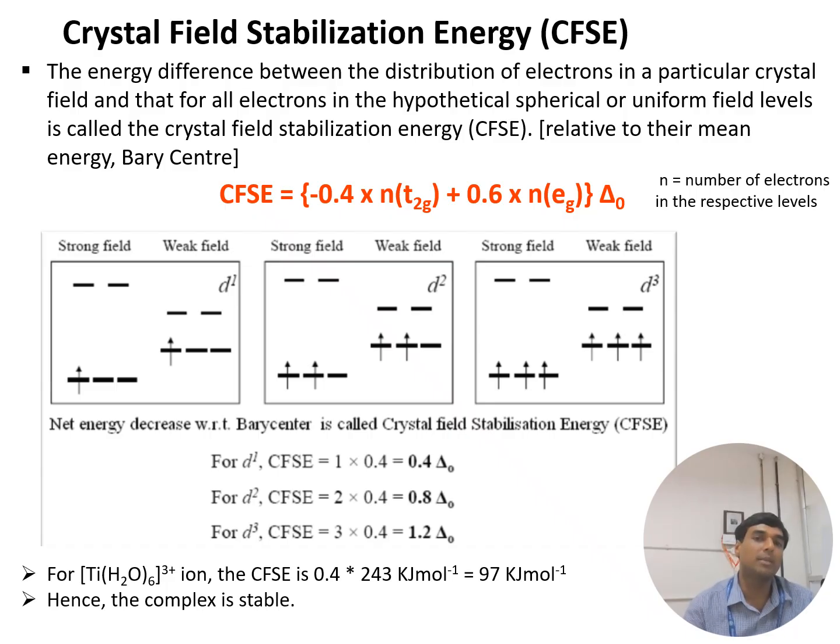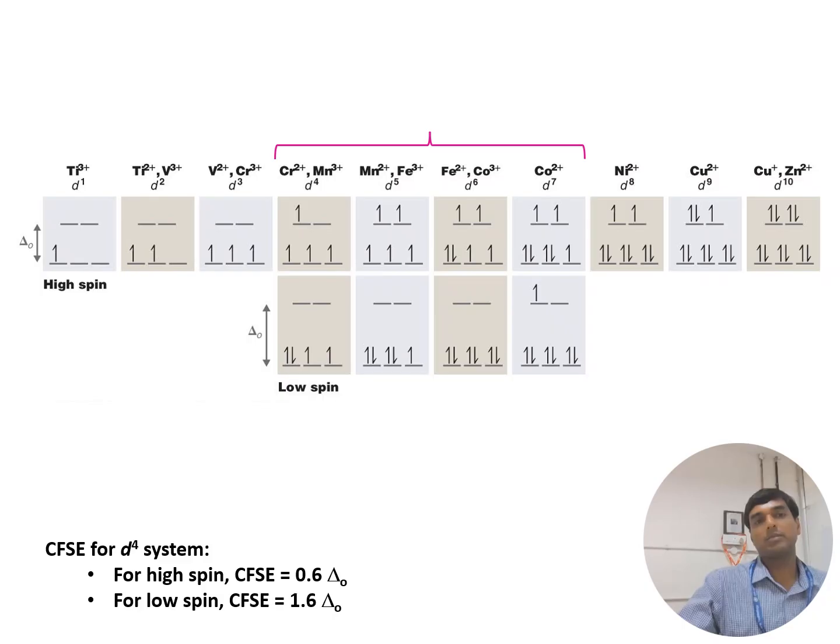So how to calculate crystal field stabilization energy? You need to multiply minus 0.4 into the number of t2g orbital electrons plus 0.6 into how many electrons are there in the eg orbitals. So for example, for d1 the crystal field stabilization energy will be negative 0.4. D2 is 0.8, D3 is 1.2. And there's a rule, at 1 delta O is equal to 243 kilojoule per mole. Hence the complex is stable.